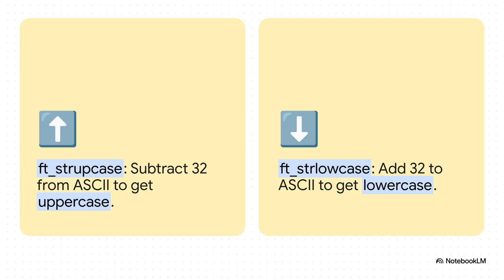So for ft_strupcase, when your loop detects a lowercase letter, you simply subtract 32 from its value. Instantly, it becomes uppercase. And conversely, for ft_strlowcase, when you detect an uppercase letter, you just add 32 to convert it to lowercase. The only thing you need to watch out for is making sure your if statements only target the letters. Leave the numbers and spaces completely untouched.